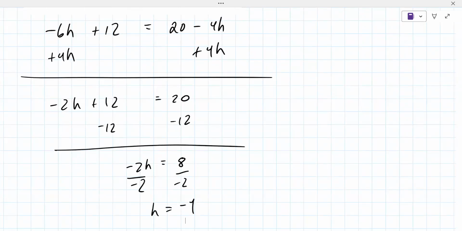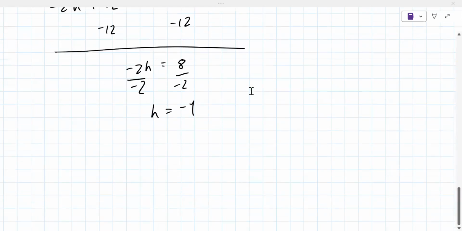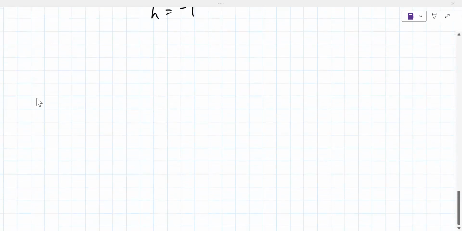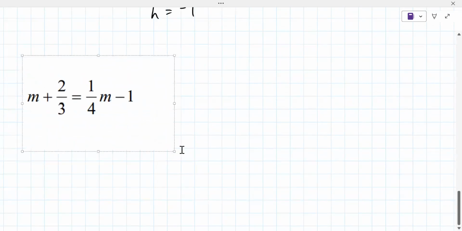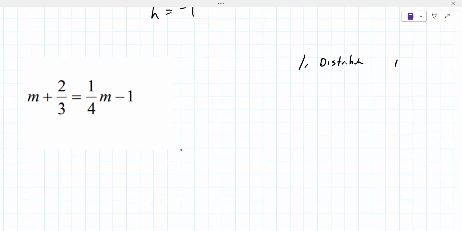Great. The next type of problem that we're going to look at is clearing fractions. We did this the other day. There are like 3 or 4 things we talked about: the distributive property, which is parentheses.